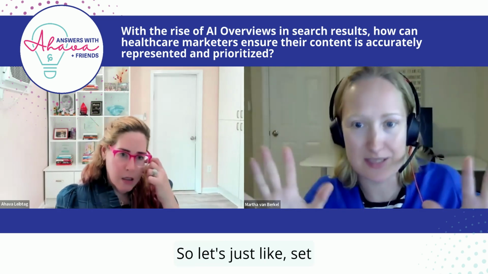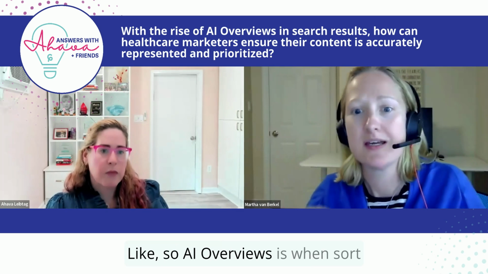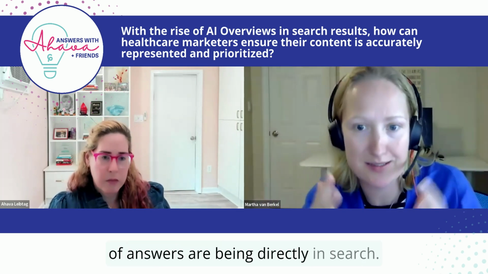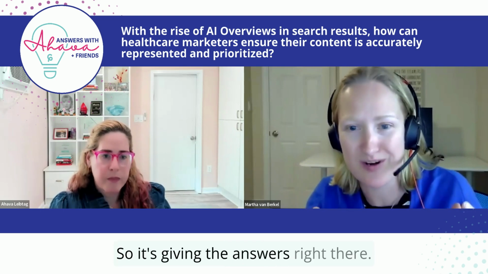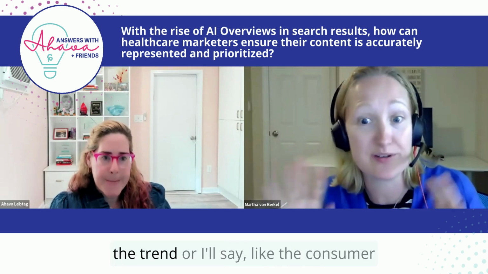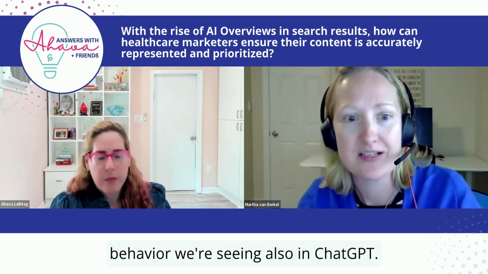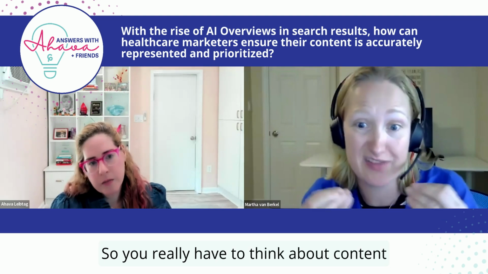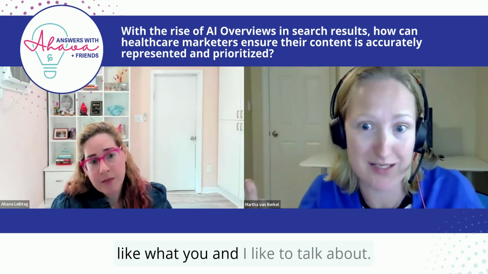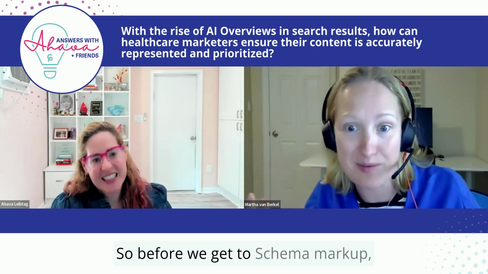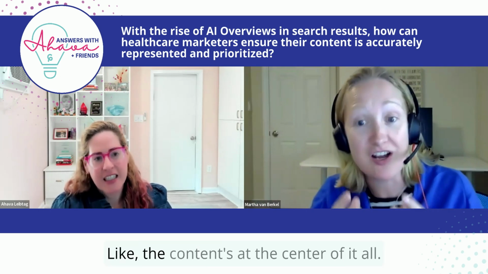Sure. So let's just set the stage a little bit. AI overviews is when answers are being given directly in search, right? It's giving the answers right there. It's not that different from the consumer behavior we're seeing in ChatGPT. So you really have to think about content at the center of it all, which is what you and I like to talk about, right? Before we get to schema markup, which I'll explain, the content's at the center of it all.